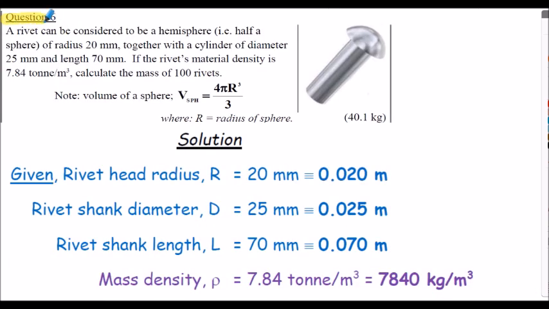Question 6, solution. In the question we're given the rivet head radius, again converting the dimensions to meters. We're given the rivet shank diameter, converted to meters here, and we're given the rivet shank length, again converted to meters here. Notice that the mass density given is 7.84 tons per meter cubed, but remember a metric ton is 1,000 kilograms. So we can write that as 7,840 kilograms per meter cubed.